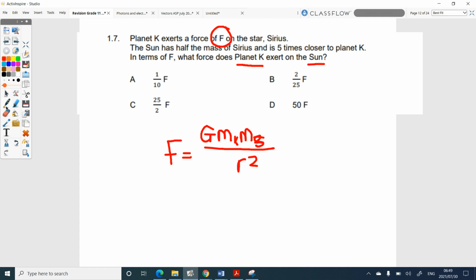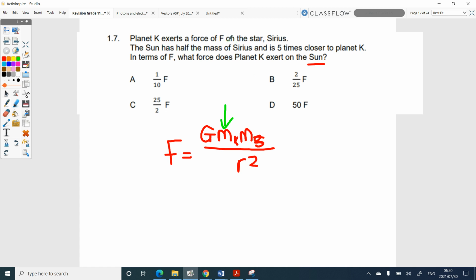So now you need to think what stays the same and what is changing. Does the mass of K still stay the mass of K? Yes, because we're still working with planet K. So that stays the same. But does the mass of Sirius still stay the mass of Sirius? No. What's happening to the mass? It's, I would assume, increasing because it's the sun.